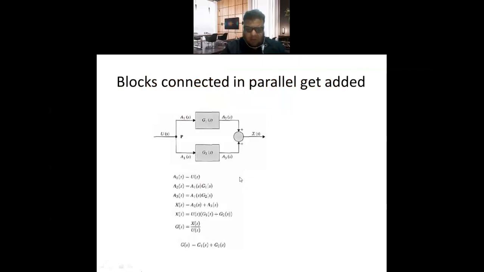The same scenario applies in the parallel case also, but the only thing I want to express to you is that if this symbol is minus instead of plus, then the value of G of S which we are getting will not be G1 plus G2 of S, it will be G1 of S minus G2 of S. This is very important. The rest of the equations you can understand. This is not big rocket science.